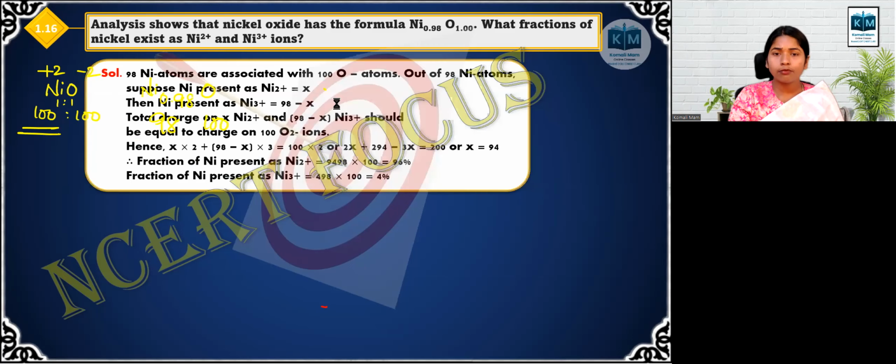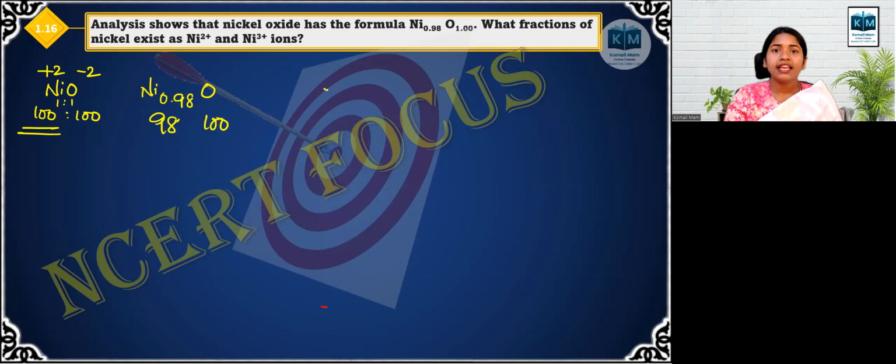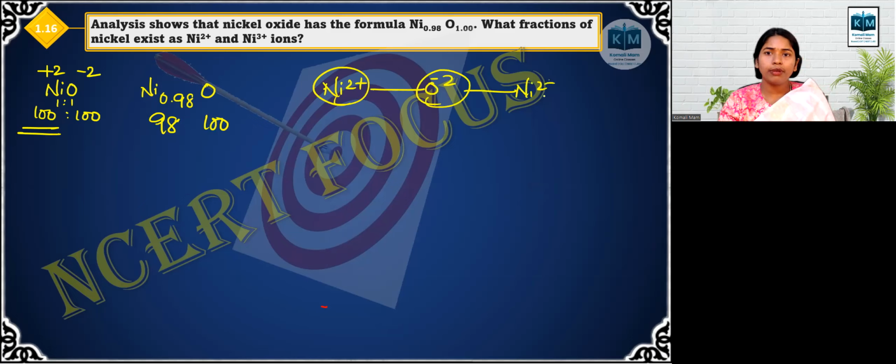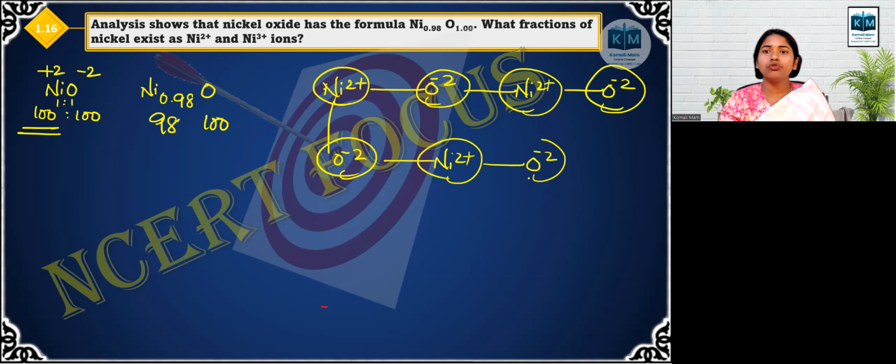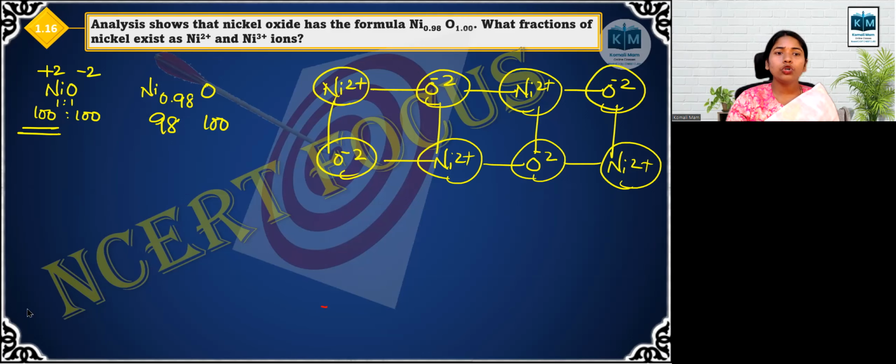See the technique how I am going to tell you. If you know this, problem solving becomes very easy. This is Ni, this is O minus 2, this is Ni 2 plus, and next one is O minus 2, next Ni plus 2, next O minus 2, next Ni plus 2. Then we will continue like this. Fine. But here, 2 nickels are replaced.